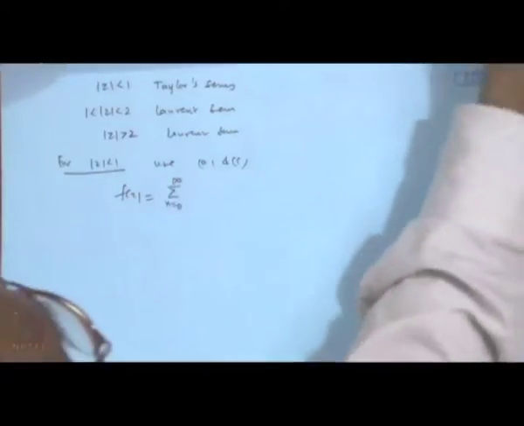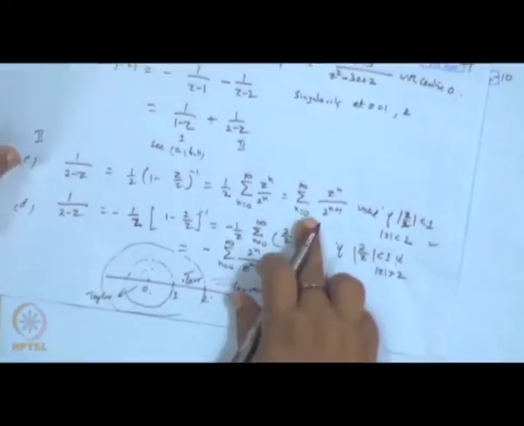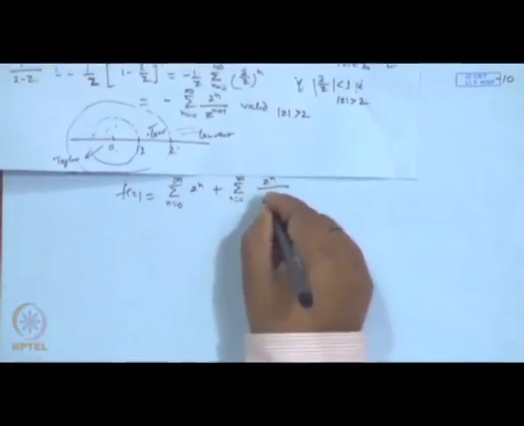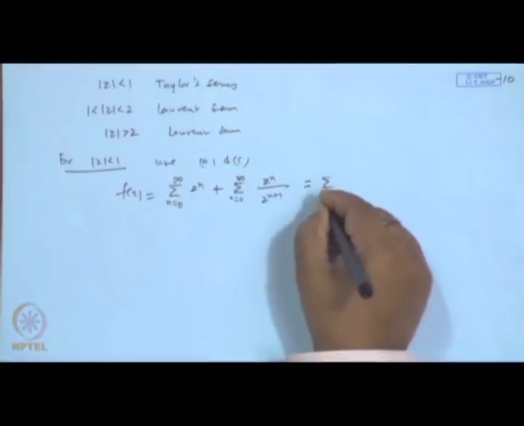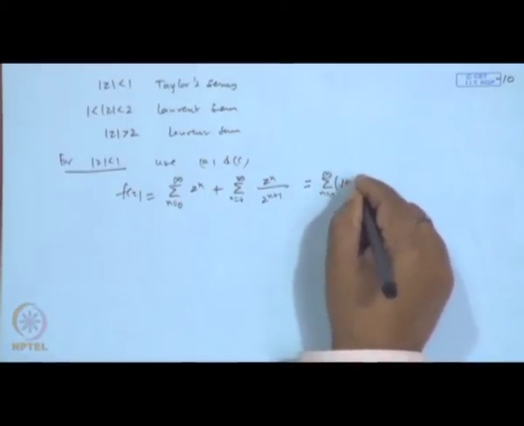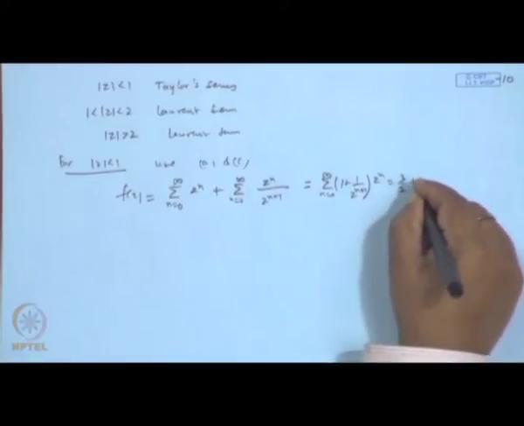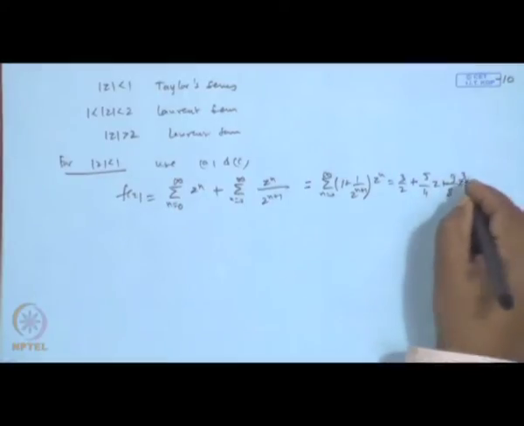The first one is A, sigma z^n for this, and then the second part will be for mod z less than 2, which is also mod z less than 1. So, sigma n is 0 to infinity z^n over 2^(n+1). So, we get this series as sigma n is 0 to infinity (1 + 1/2^(n+1)) z^n, and if we expand it, this will come out as 3/2 + 5/4 z + 9/8 z^2 and so on and so forth.